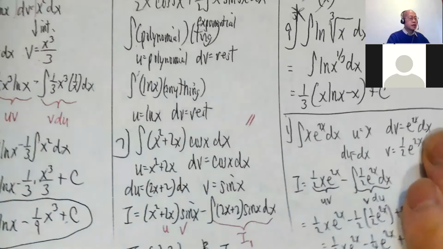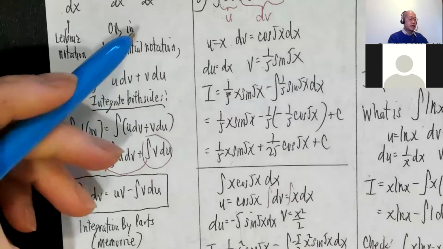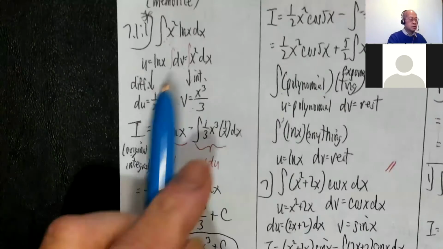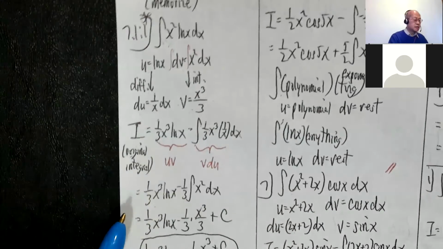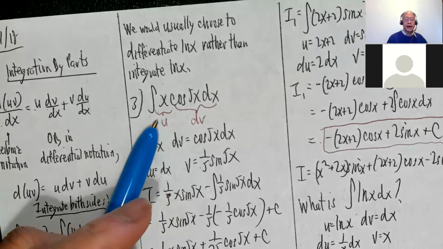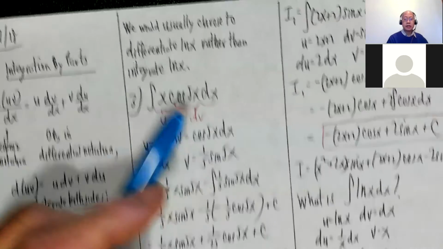So you might recall before the test, I did problem 3. And what happened was, let's see, yeah. I let u be the polynomial x, and then we had the trig function.